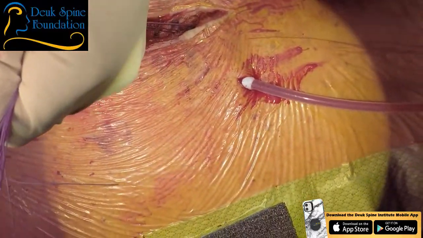I need a scissor. You have a scissor? Go ahead. Patel's got the scissor, yeah.